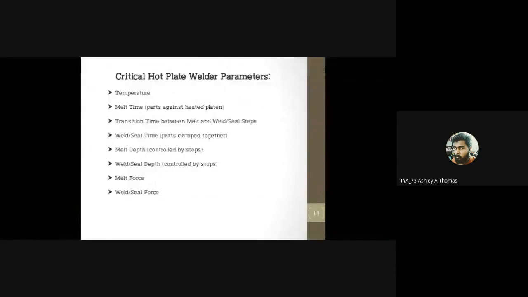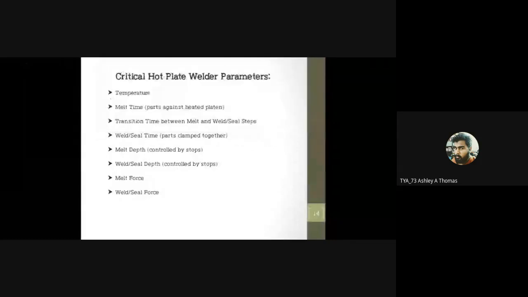Those parameters we have also seen. Temperature is the most important one, because if the temperature is more, extra heating will happen. If the temperature is less, the joint will not be proper. Then melt time, transition time, melt depth, melt force. If there is less force, the strength of the weld is less. If more force is applied, there is a possibility of breakage of the joint. So everything should be optimum.